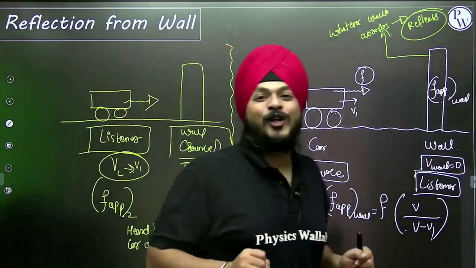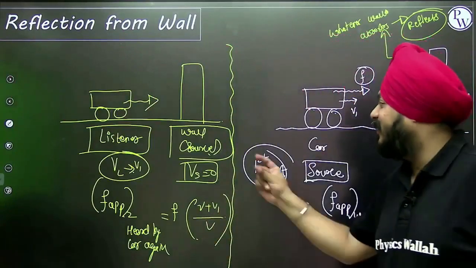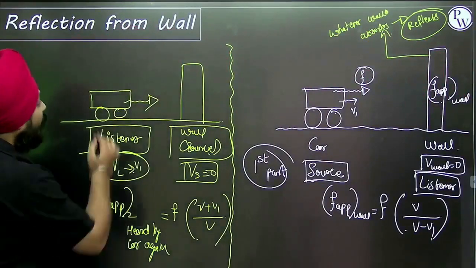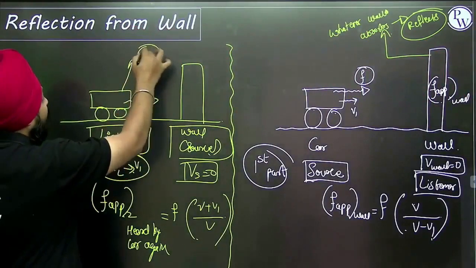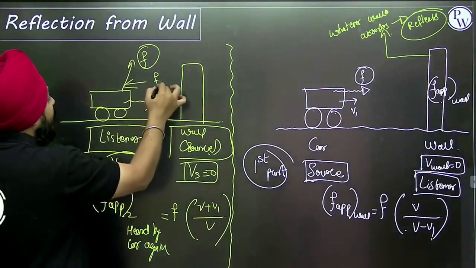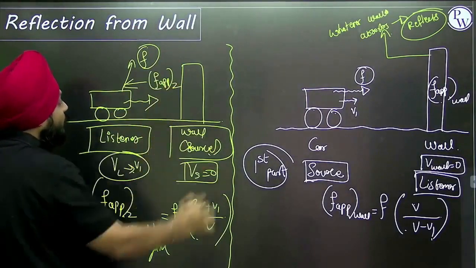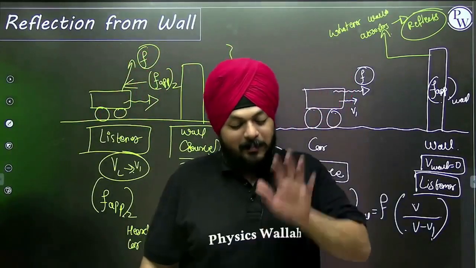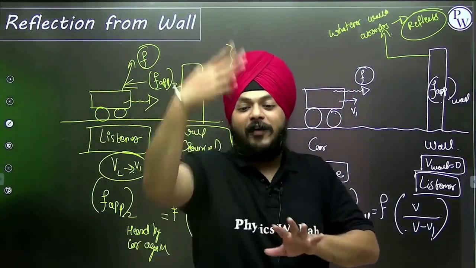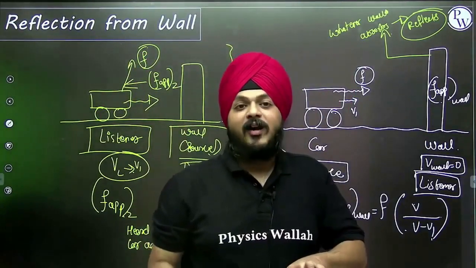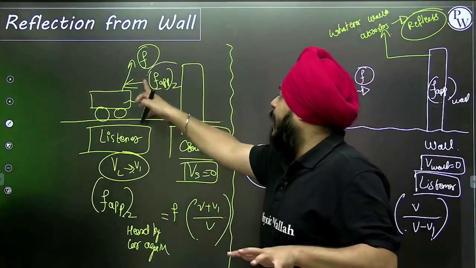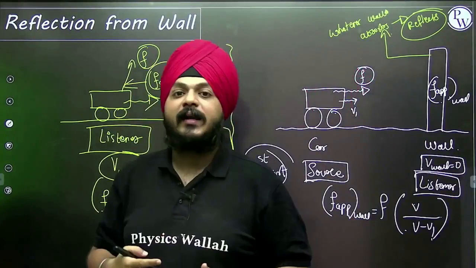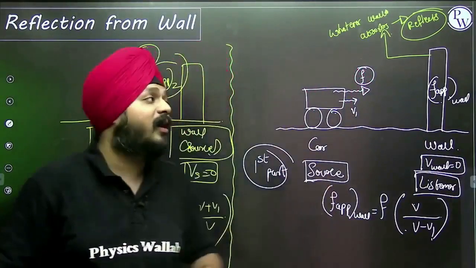Sir, we have a question in mind. Where are beats getting generated? What will be the beat frequency? What is the car emitting? F. What is the car receiving? Apparent frequency F''. They are getting superimposed, right? I am blowing a horn, and it is continuously getting reflected back. So what am I emitting? F. What am I receiving? F apparent 2. Are they getting superimposed? Yes, they are. Here beats will get generated.